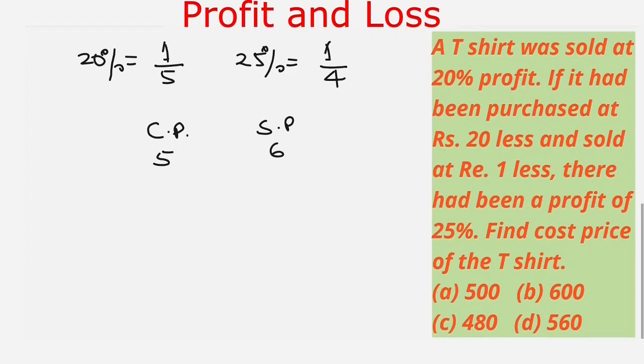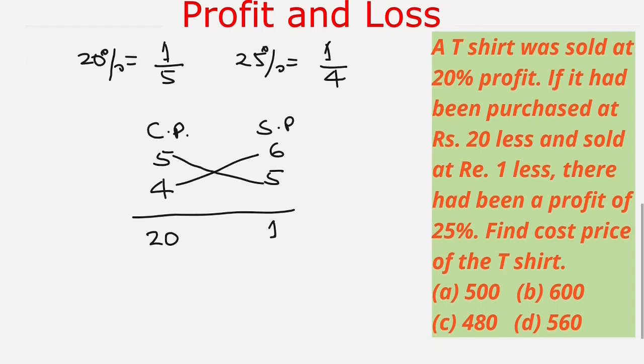And later, the cost price was 4 and it was sold at a 25% profit. Then the selling price becomes 4 plus 1, which is 5. If it had been purchased at rupees 20 less, so I write 20 here, and sold at rupee 1 less, so I write 1 here. As both are less, we are not putting the minus sign before 20 or 1. If one had been less and the other more, then we would have placed minus for less and plus for more. Now we cross multiply.